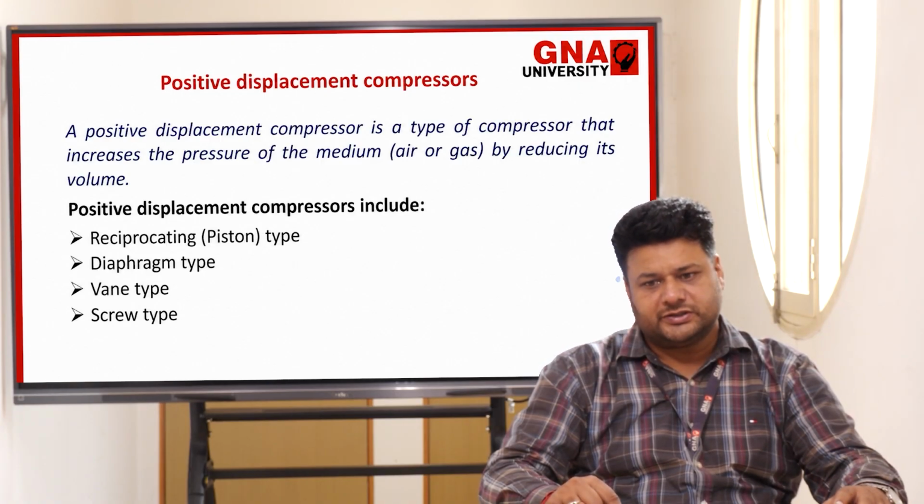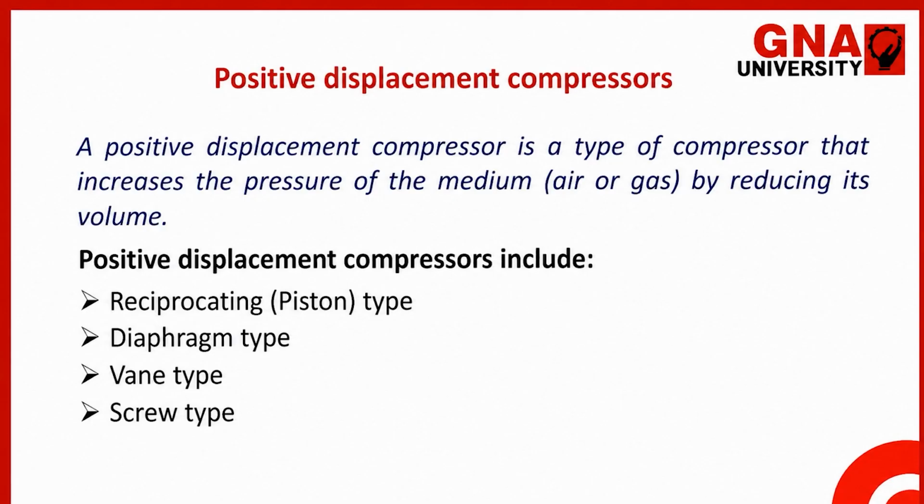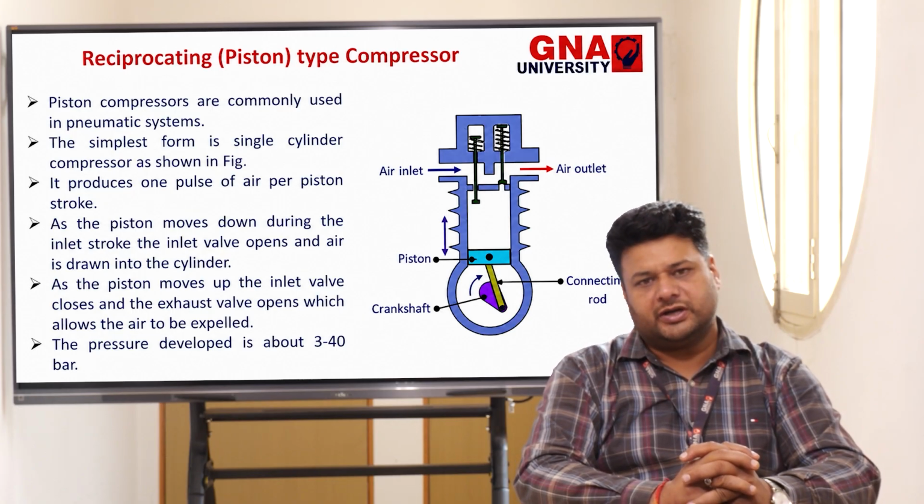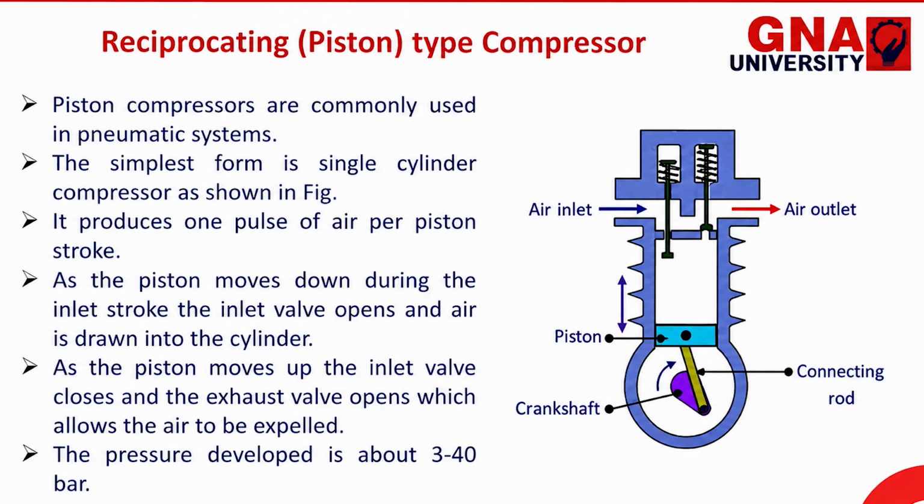Positive displacement type of compressors are those compressors in which there is reduction in the volume of the air, and then pressure is increased and there is an increase in the temperature also. The positive displacement compressors often include reciprocating or piston type, diaphragm type, vane type, and the screw type. In the last lecture, we have also discussed the reciprocating or the piston type of compressor.